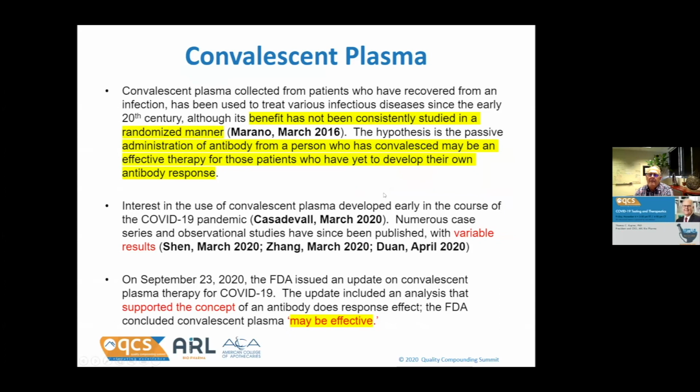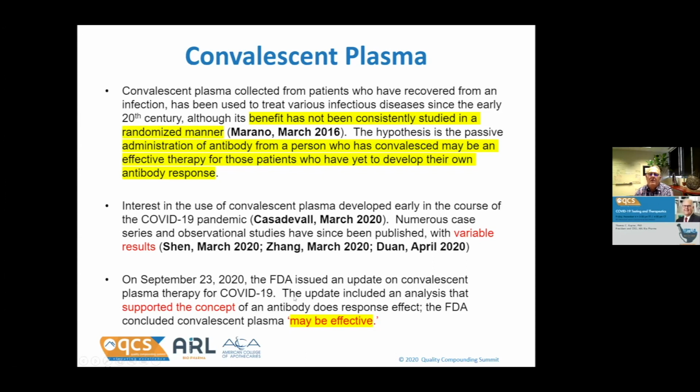Several studies. The benefit has not been consistently studied in a randomized manner. I wanted to bring that up, and this just states what I've just indicated: antibody from a person is given from one patient to another who has not yet developed their own antibody response. Again, multiple studies are showing variable results. I wanted to bring this last comment up because it's really interesting.